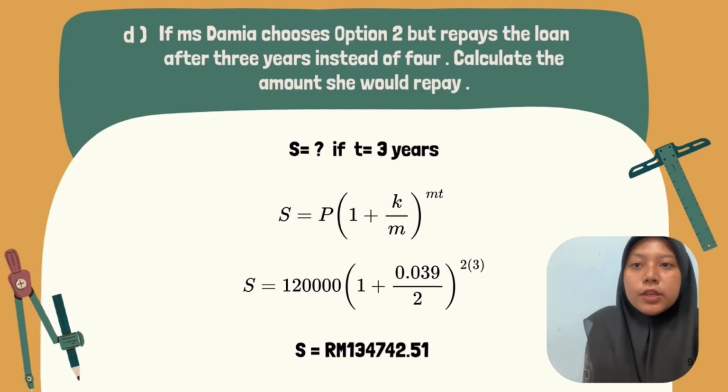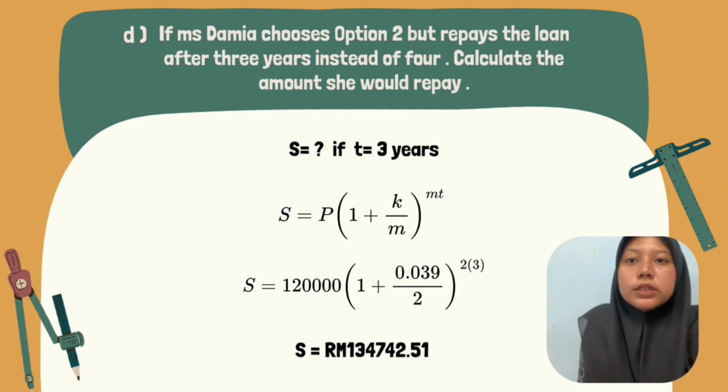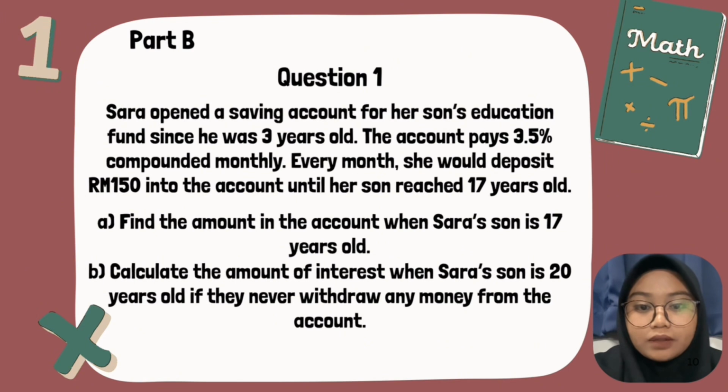Question D. If Ms. Damia chooses option 2 but repays the loan after 3 years instead of 4, calculate the amount she would repay. Here, we use formula S equal P (1 plus K per M) power of MT. After that, we substitute the relevant number into the formula but we change the T to 3 years, and we get the answer as RM134,742.51.